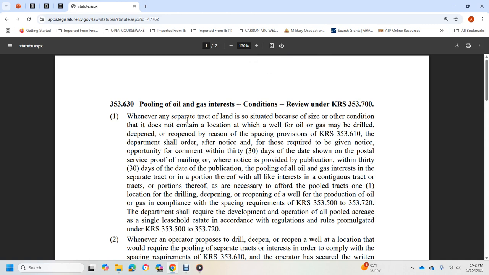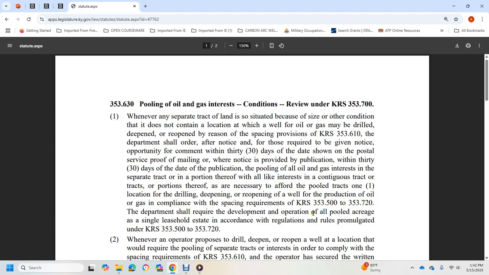Whenever a separate tract of land is situated beside another tract that doesn't contain the location of the well for oil and gas to be drilled, deepened, or reopened, and the spacing provision of Kentucky Revised Statute 353.610 applies, the department shall order, after required notice and an opportunity for comment within 30 days of the date shown on the postal service proof of mailing, or within 30 days of the date of publication, the pooling of oil and gas interests in the separate tract, or the portion thereof, with all interests of the contiguous tract or portion thereof necessary for the pooled tracks, for the location of the drilling, deepening, or reopening of the well and the production of oil and gas in compliance with the spacing requirements of Kentucky Revised Statute 353.500 to 353.720.